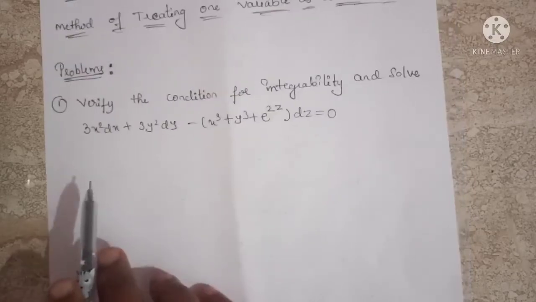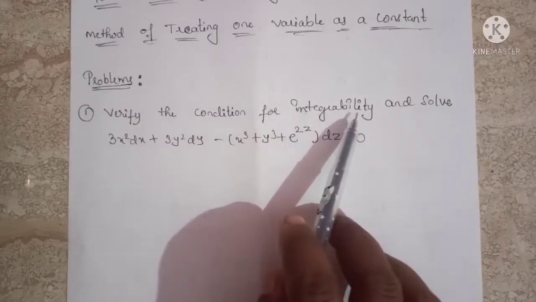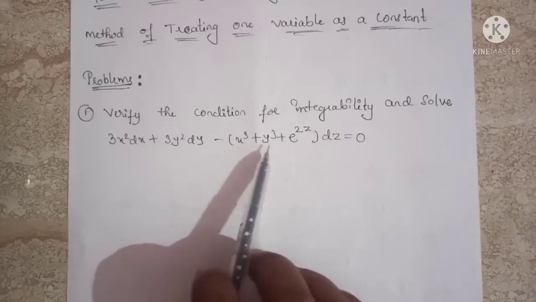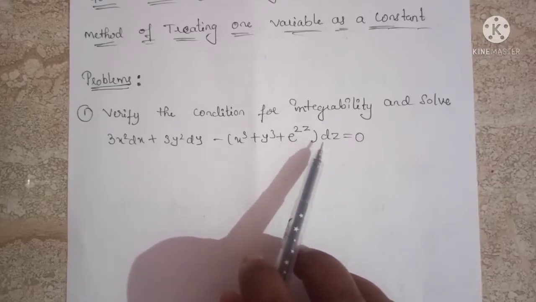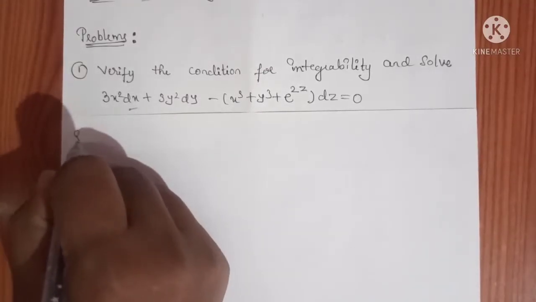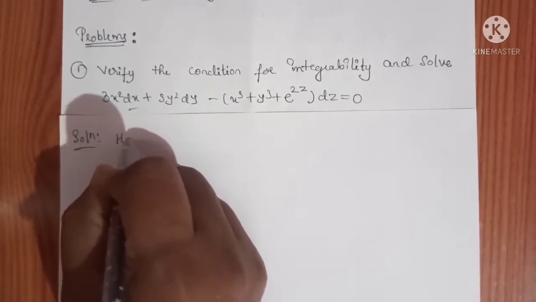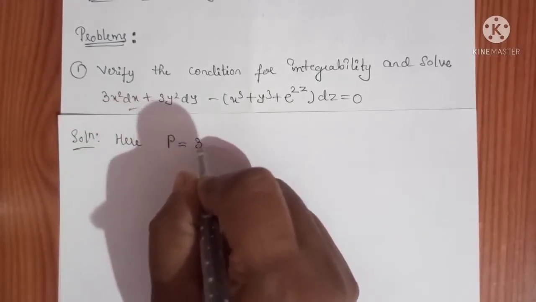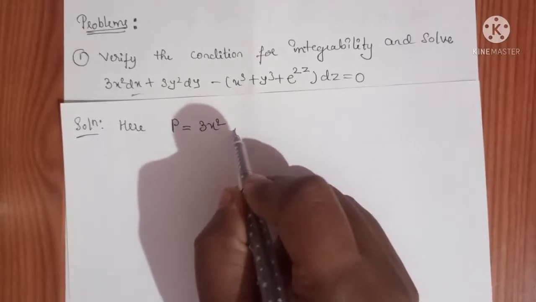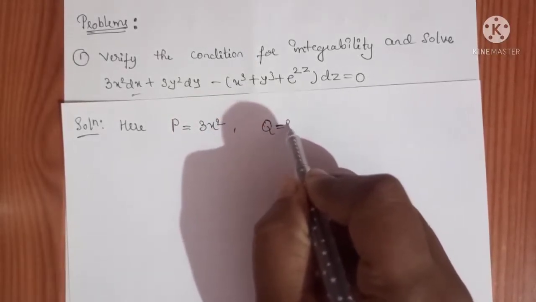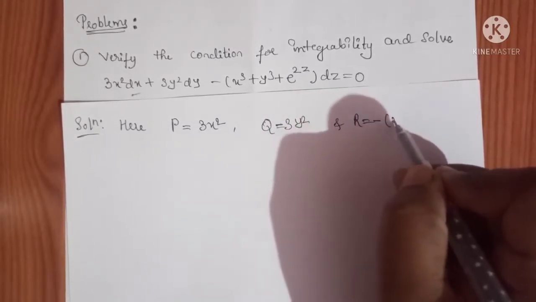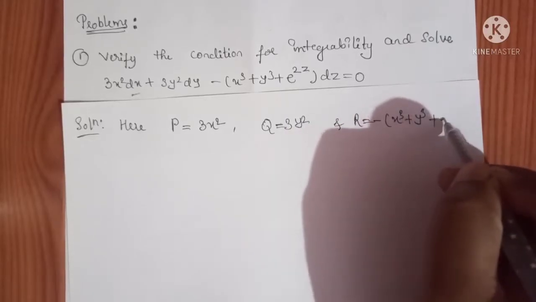So let us take an example. Verify the condition for integrability and solve 3x² dx plus 3y² dy minus (x³ plus y³ plus e^(2z)) dz equals 0. Solution: here p is given by 3x², the coefficient of dx, and q equals 3y², and r equals minus (x³ plus y³ plus e^(2z)).